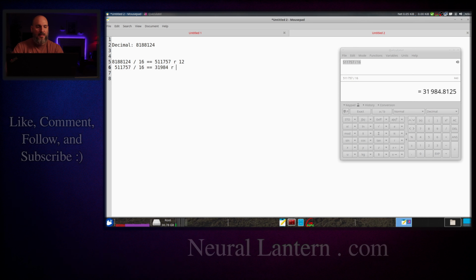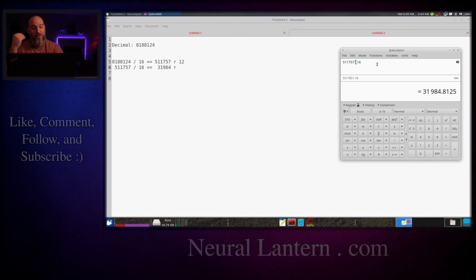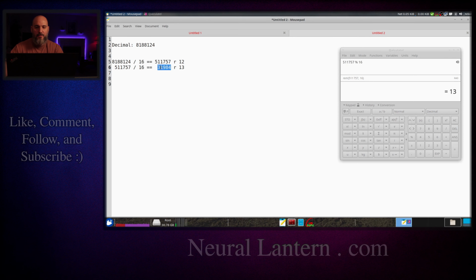It's going to be 31984 remainder something. I'm going to move that over. And what's the remainder? I'm just going to get the modulo. I don't want to recall what 0.8125 is. I'm sure some of you out there can already do that, but it is 13, remainder 13. So now 31984 divided by 16 is going to be 1999. Okay, so carry that over real fast.